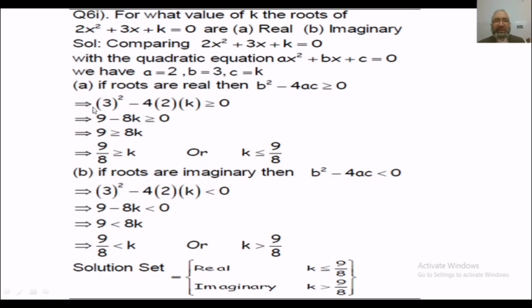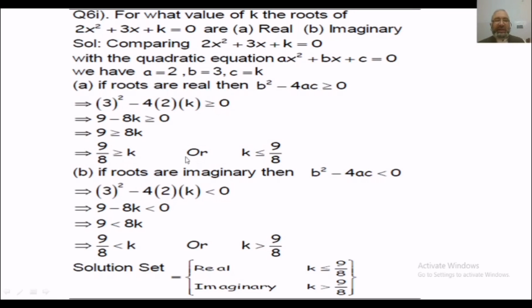Putting the values of a, b, c in the given condition: value of b is 3, so 3 square minus 4 into value of a, which is 2, and value of c, which is k, is greater than or equal to 0. 3 square is 9, minus 4 into 2 is 8k, is greater than or equal to 0. Transferring minus 8k to the right side, it becomes positive: 9 is greater than or equal to 8k. We have to find the value of k, so divide both sides by 8. So we get 9 by 8 is greater than or equal to k.